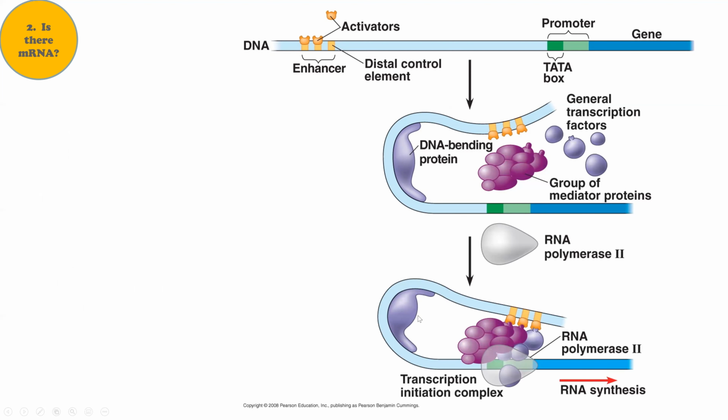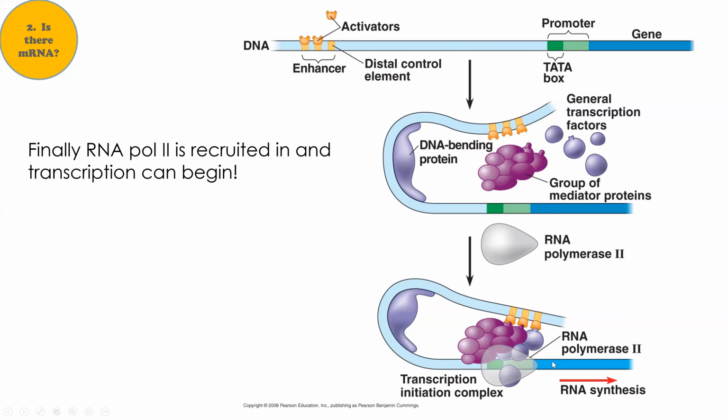So we can see that our mediator proteins and activators, notice these general transcription factors are kind of aided by the fact that these activators are here and help them sort of situate on this core promoter, okay? And that allows, of course, RNA polymerase II to come in. So once RNA polymerase II is recruited in, we can go ahead and begin transcription.